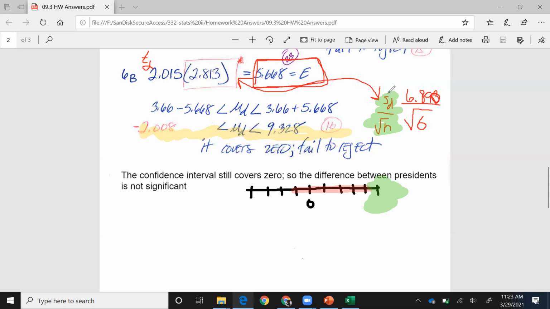I'm not going to walk through the end because we're already 3 minutes past the time. But the next thing you do when you get the value of E is you take E and add it to D bar, and then you also subtract it from D bar. That will give you the confidence interval. And that's exactly what you'll see right here. E is 5.66. We subtract it from D bar here, and we add it to D bar there. And that gives us our confidence interval.